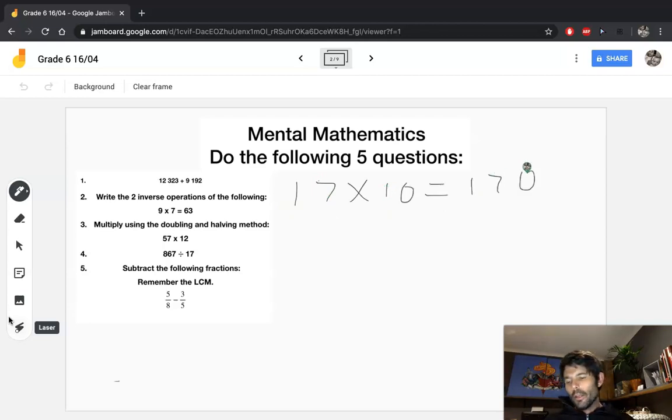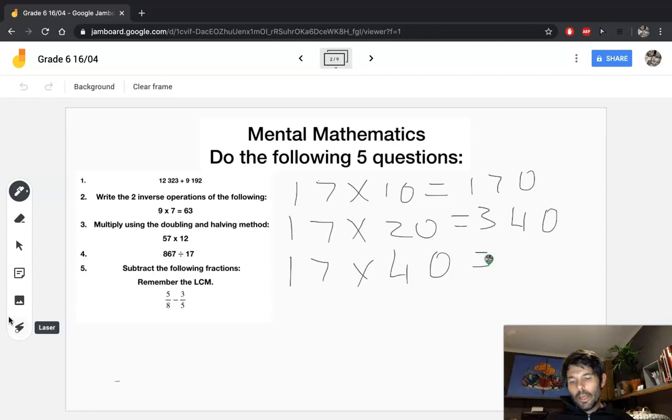Okay, and if I know that, then I know 17 times 20 is just double 170, so 340. I know that 340 is less than half of 867. Half of 800 is 400, so I've got a long way to go. So I can double that and see that that's 680. Still don't think I've really had to do much working out here. I've just multiplied by 10 and then doubled, which is a lot more straightforward than doing a long division algorithm.